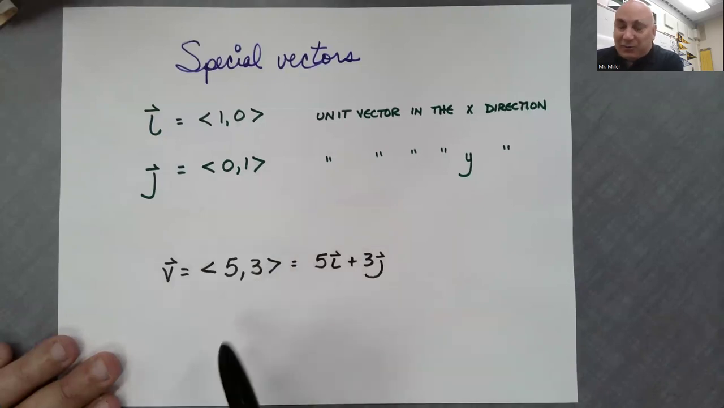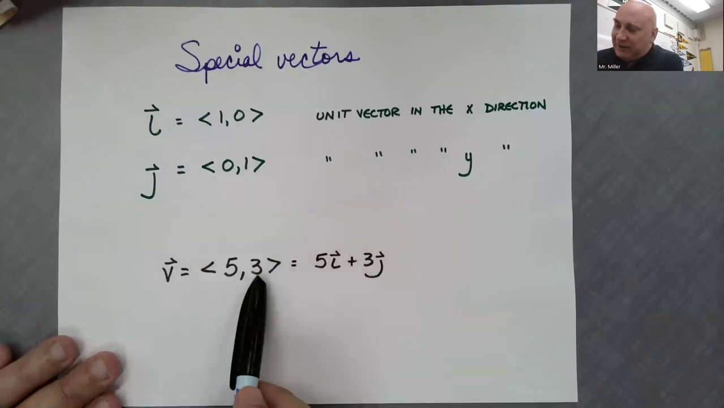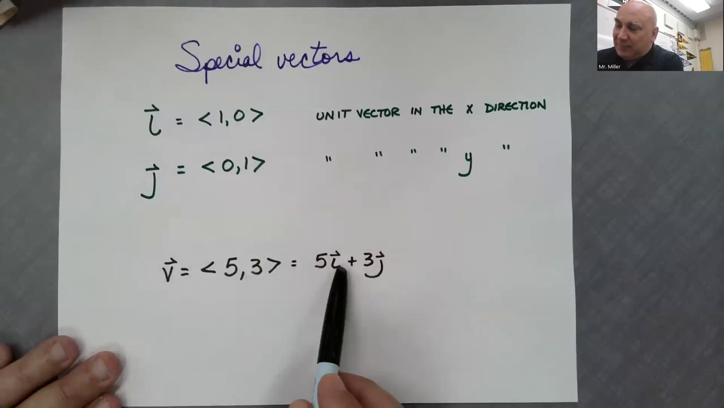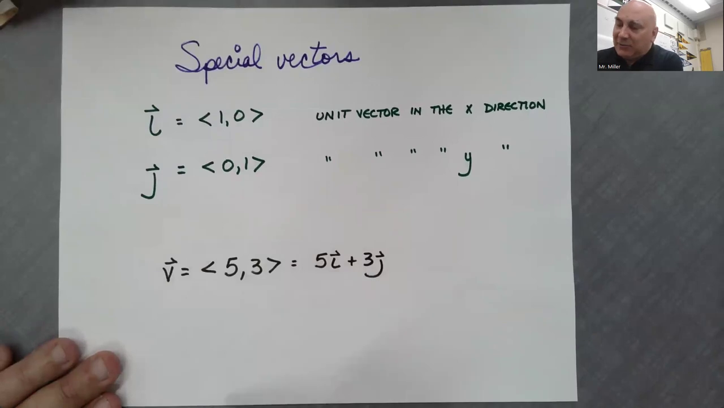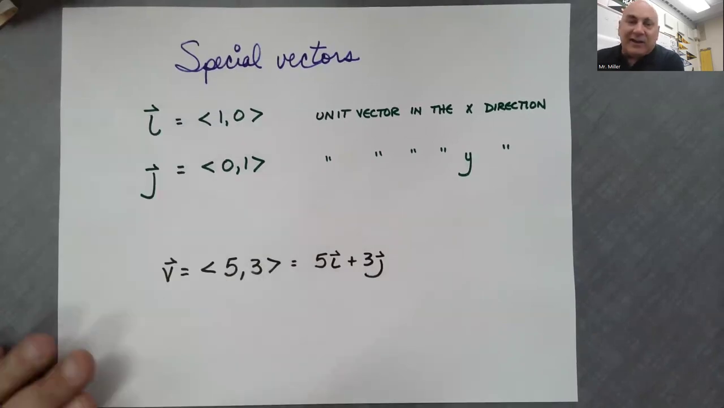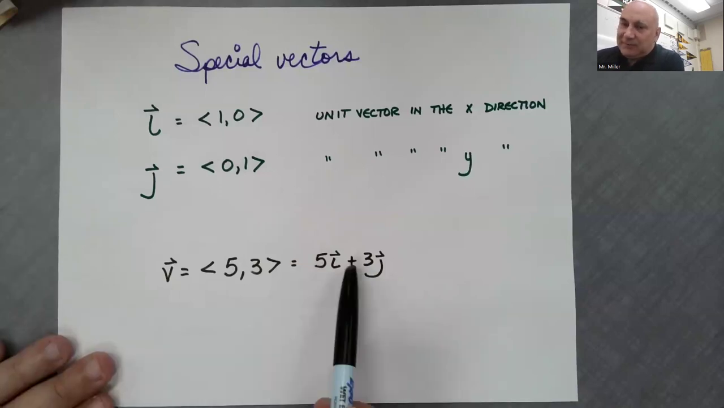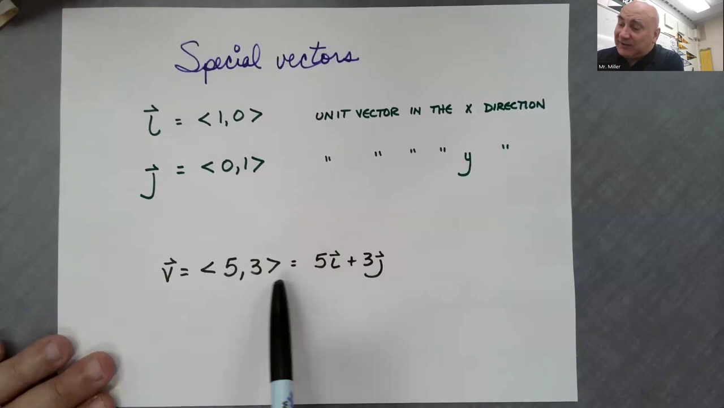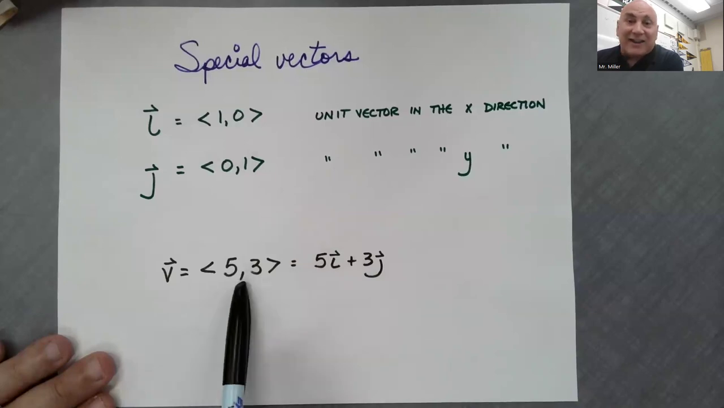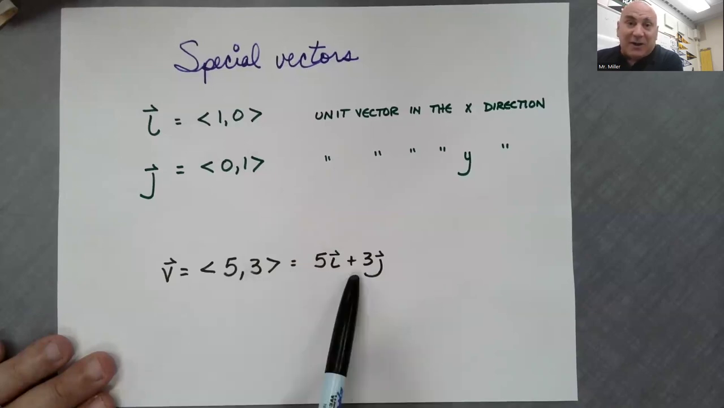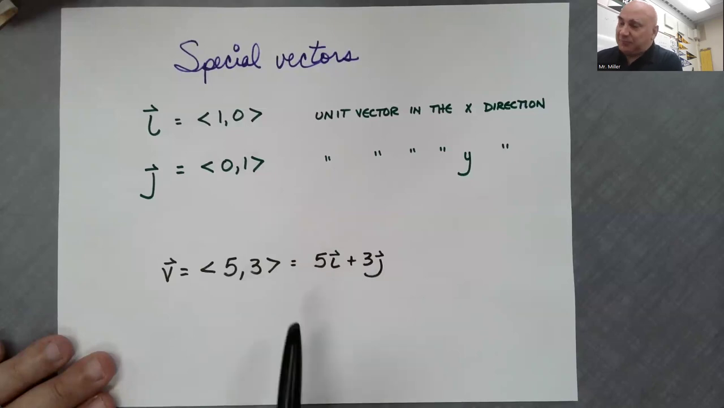So another way to write the vector 5, 3 is 5 times I plus 3 times J, or 5i plus 3j. By the way, I, J, and K would be if we had something in the z direction. Those are standard. Everybody in the math world uses those for unit vectors. And you'll find cases where sometimes it's better to write it like this, sometimes it's better to write it like this.